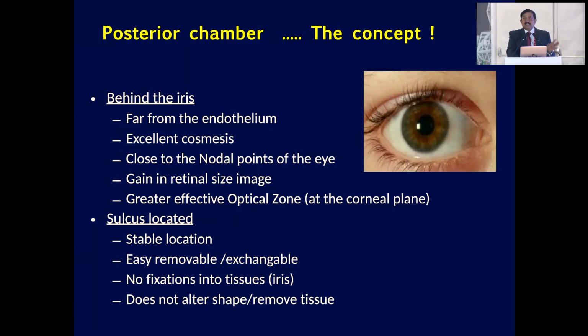The sulcus is a very stable location, easily removable, exchangeable. Again, I must say here that while you're looking at the slit lamp, please look with dilated pupils as well. Why? Because there can be a small area of subluxation or zonular dialysis that might be missed. In these patients, if there is even a small part with a little bit of dialysis, definitely do not place these ICLs. Of course, there are no fixation issues to the iris, and it does not alter the shape or the tissue at all.